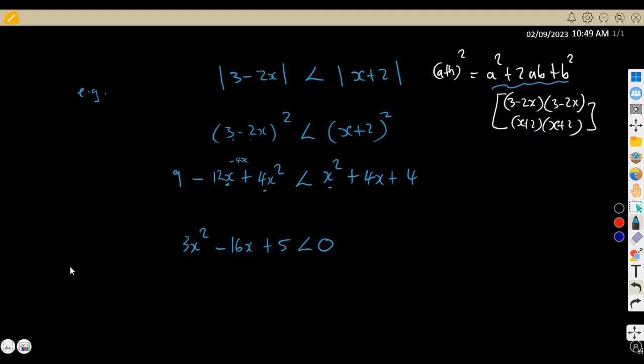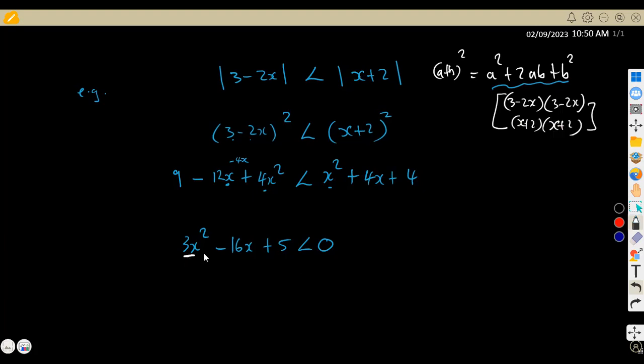Okay, so what are you going to do, guys? We are supposed to solve the normal way. You're going to find the critical values. After that, you use a table or the graphical method. It's now up to you, but in this case, we need the critical values. So let's try and find the critical values.